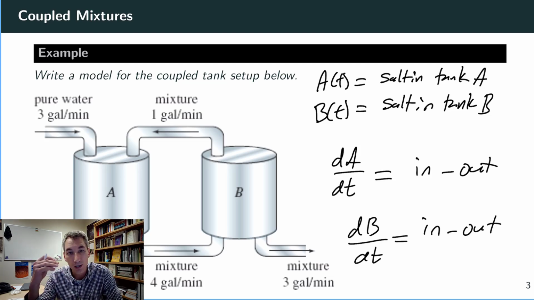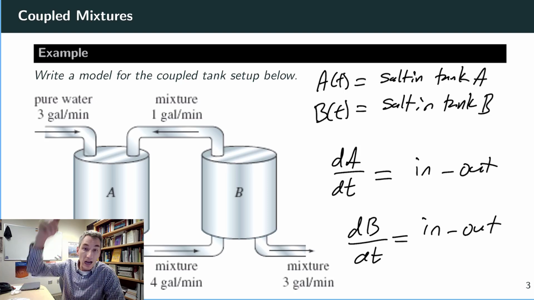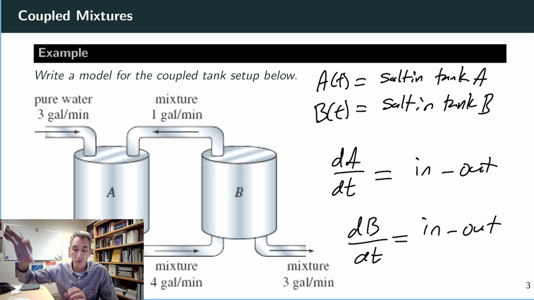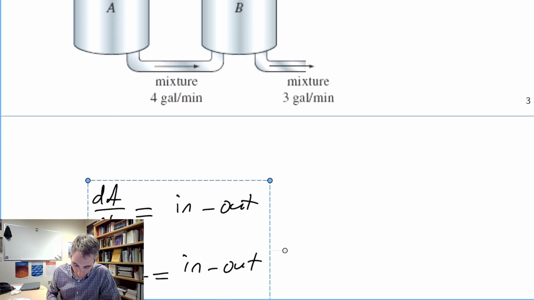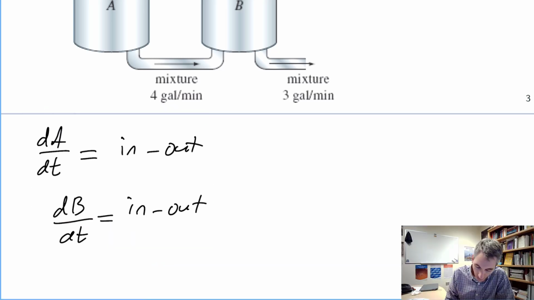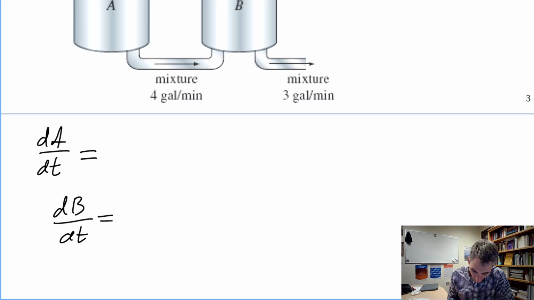What's interesting about the coupled setup is that if it goes out of A, it went into B. So you have a minus term become a plus term. But everything else is essentially the same as what we've done before when we solved these problems in the past where we just had single tanks. So let me just move this down here. The in minus out will kind of hop up and down, and let's see if we can write down the model.